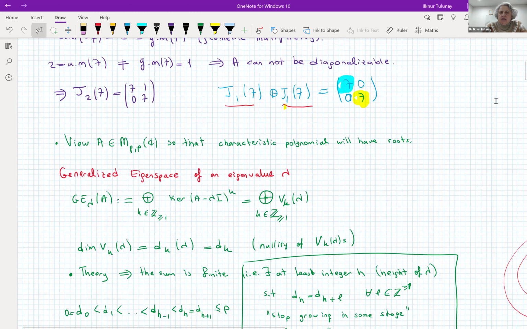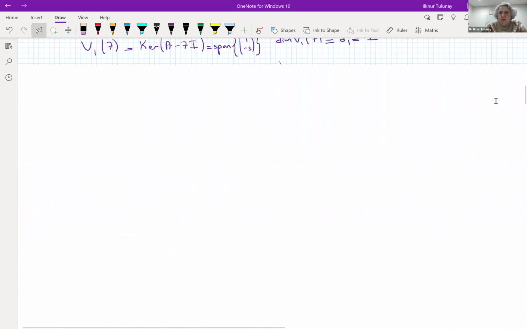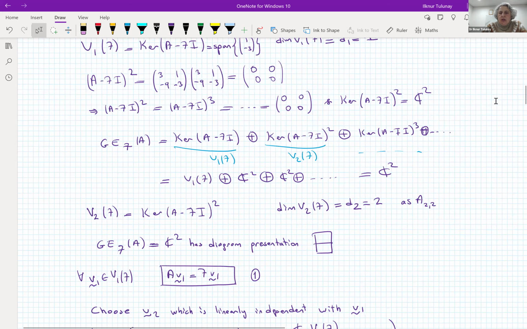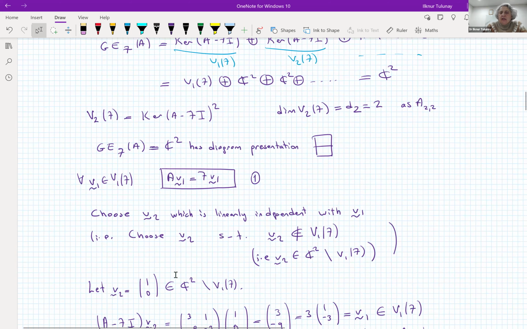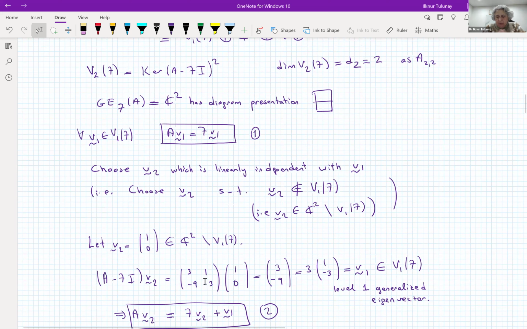So if you look at this vector here, now if we choose, for example, (1, 0), we usually try to think about the first choices as standard, simple vectors. Try to choose simple vectors which are not in the kernel of the first power.